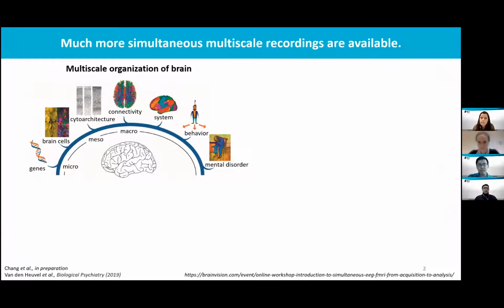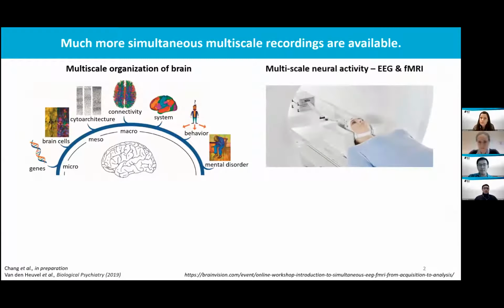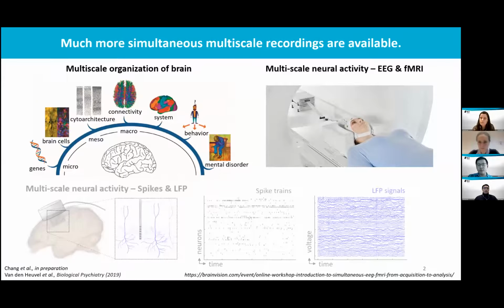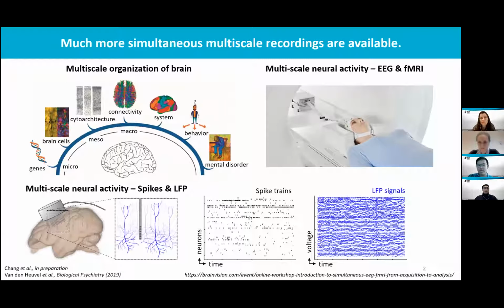And also, in recent years, more and more simultaneous multi-scale recordings are available. For example, for non-invasive measurements, we have EEG and fMRI. For invasive measurements, we have spikes and LFP. However, currently we do not have an integrative framework to analyze those multi-scale data.